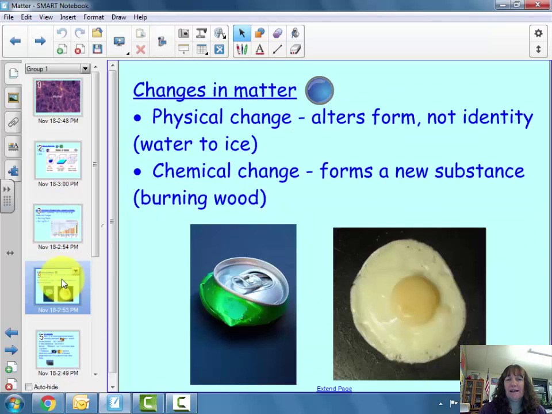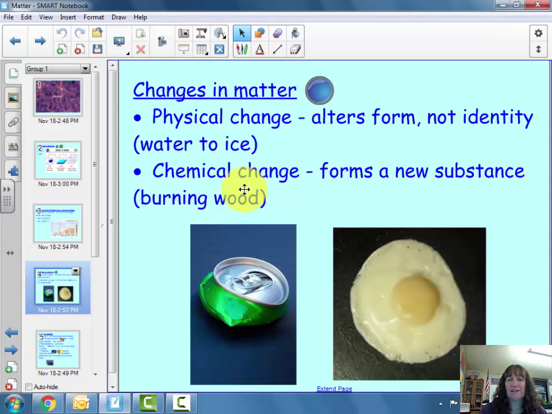Changes in matter. Matter can go through what's called a physical change, which means it alters its form so it looks different, but it's still the same thing. It doesn't change its identity. Like water to ice: they look different, but it's still water, just in a different form.